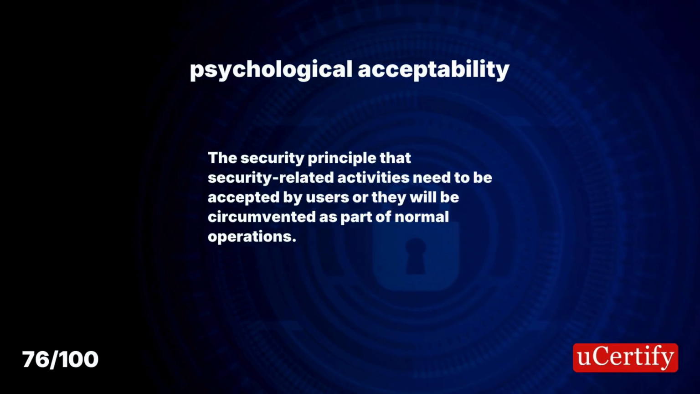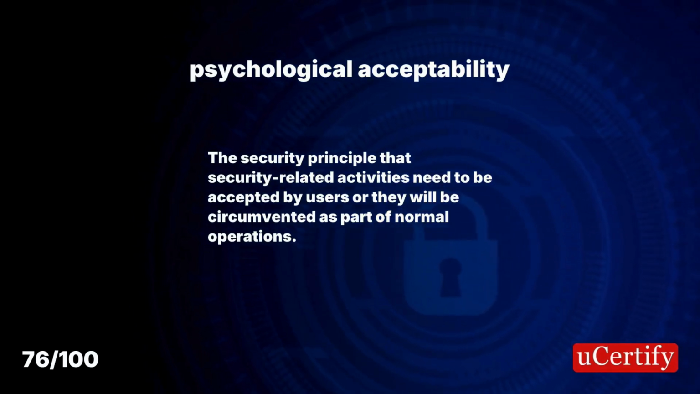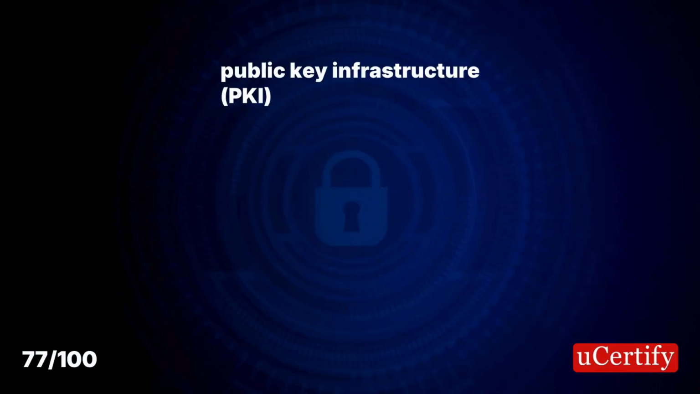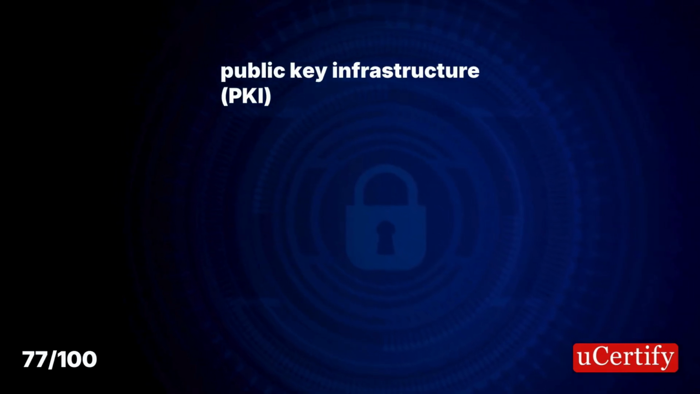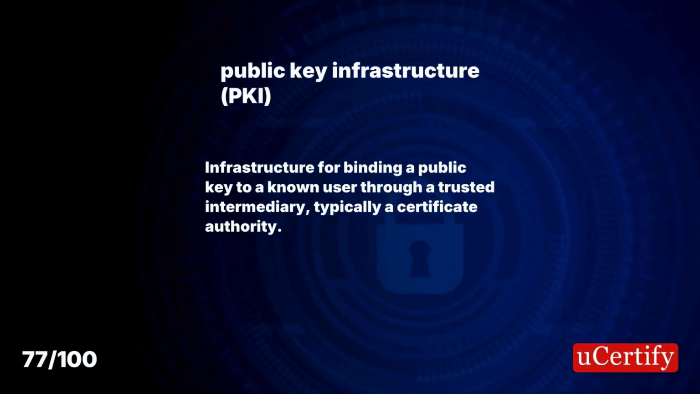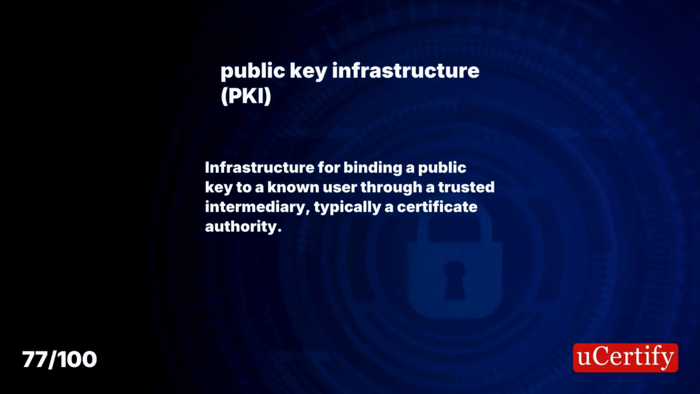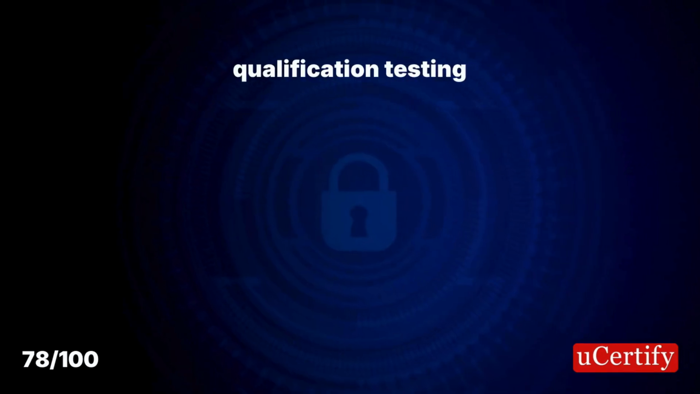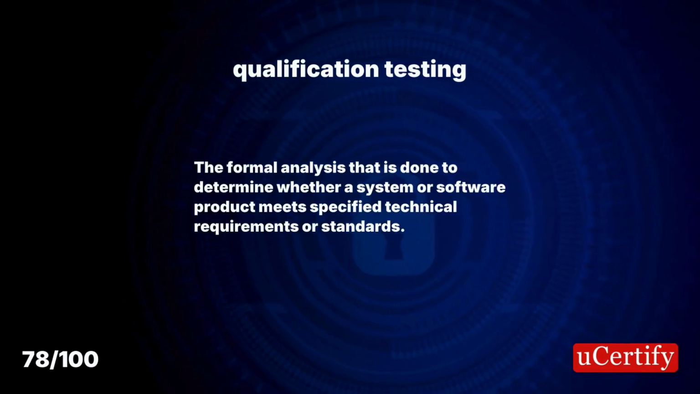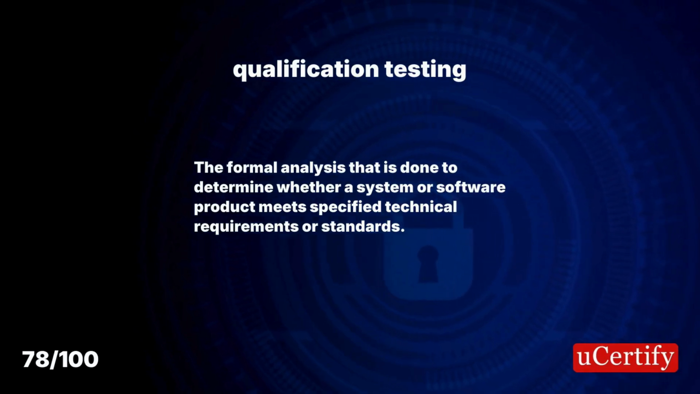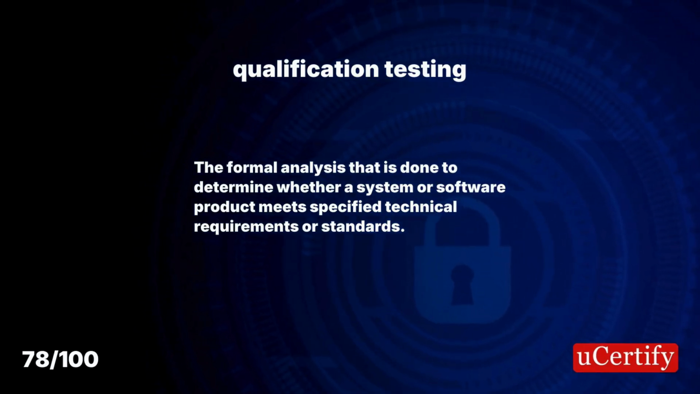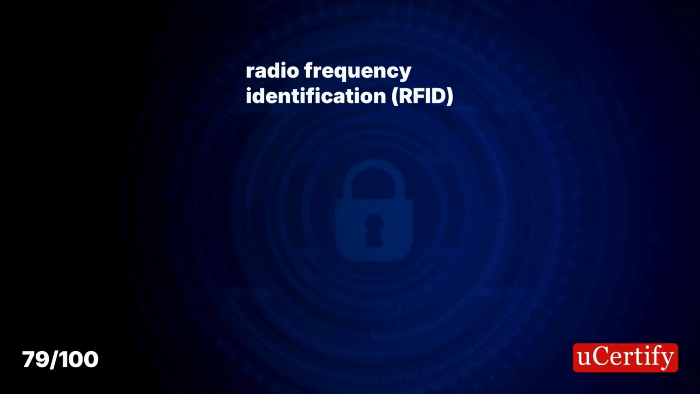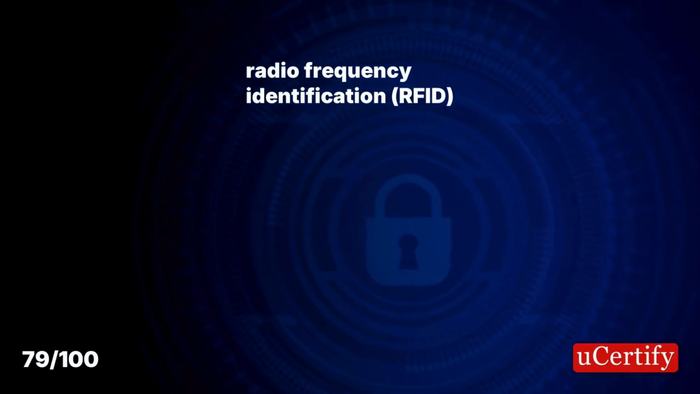Definition: the security principle that security-related activities need to be accepted by users, or they will be circumvented as part of normal operations. Term: public key infrastructure, PKI. Definition: infrastructure for binding a public key to a known user through a trusted intermediary, typically a certificate authority. Term: qualification testing. Definition: the formal analysis that is done to determine whether a system or software product meets specified technical requirements or standards. Term: Radio Frequency Identification, RFID.